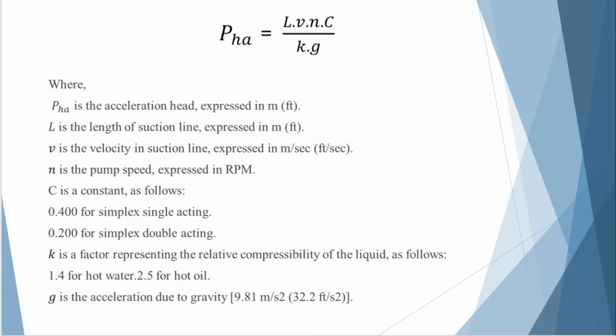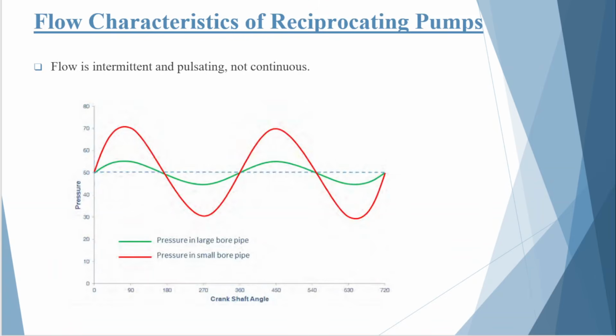Let's now understand the flow characteristics of reciprocating pumps. Unlike centrifugal pumps, reciprocating pumps do not deliver a constant flow. Instead, the discharge flow continuously rises and falls during each piston stroke. If we plot the flow rate against time, the resulting graph appears as a series of pulsating waves rather than a straight line. This happens because the piston speed itself is continuously changing.